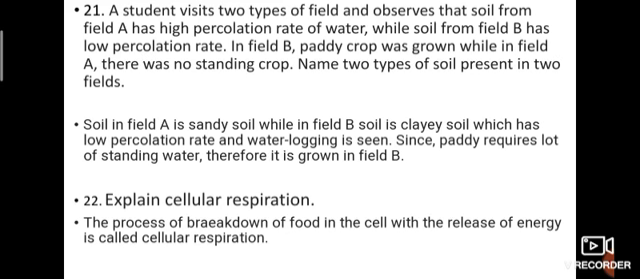So soil A is sandy soil, while in field B the soil is clayey soil, which has a low percolation rate and waterlogging is seen. Since paddy requires a lot of standing water, it is grown in field B. Next one. Explain cellular respiration.